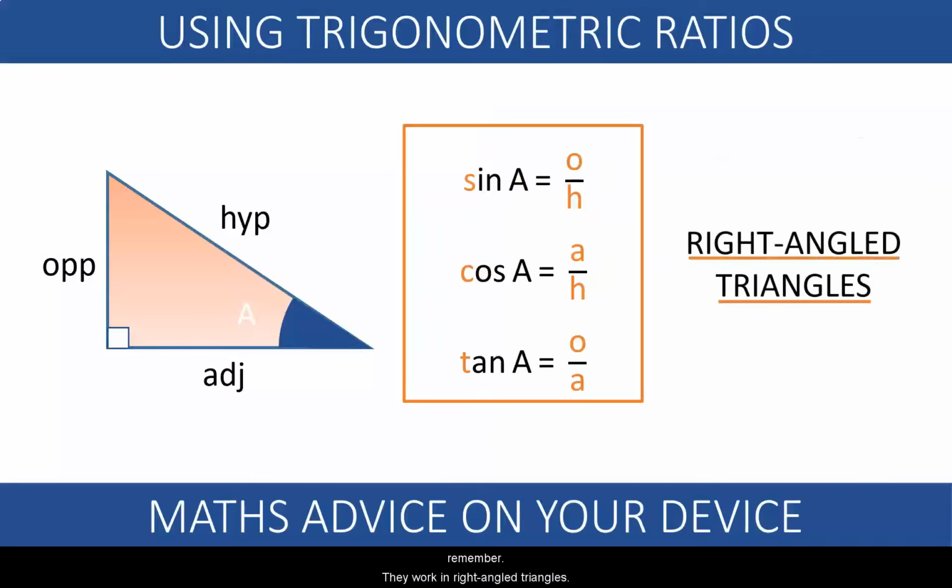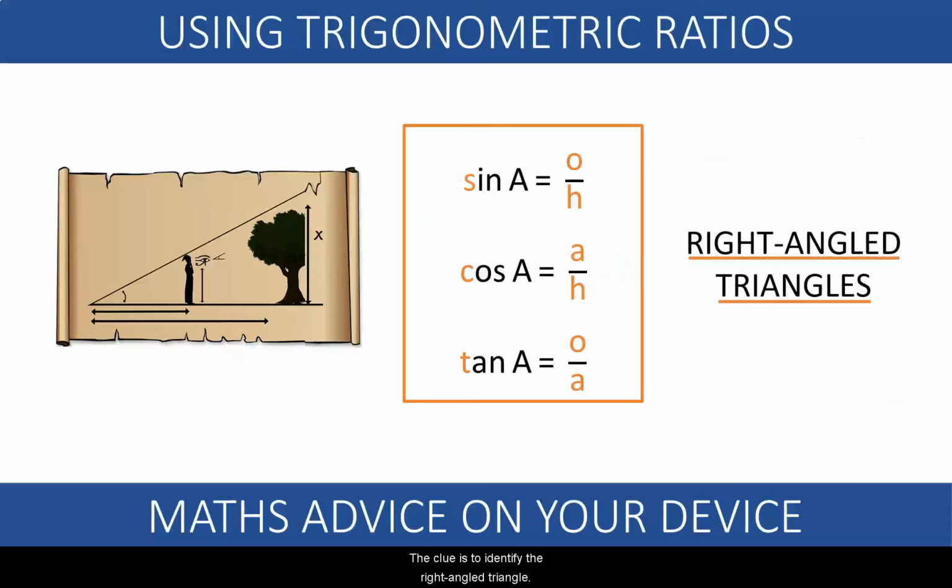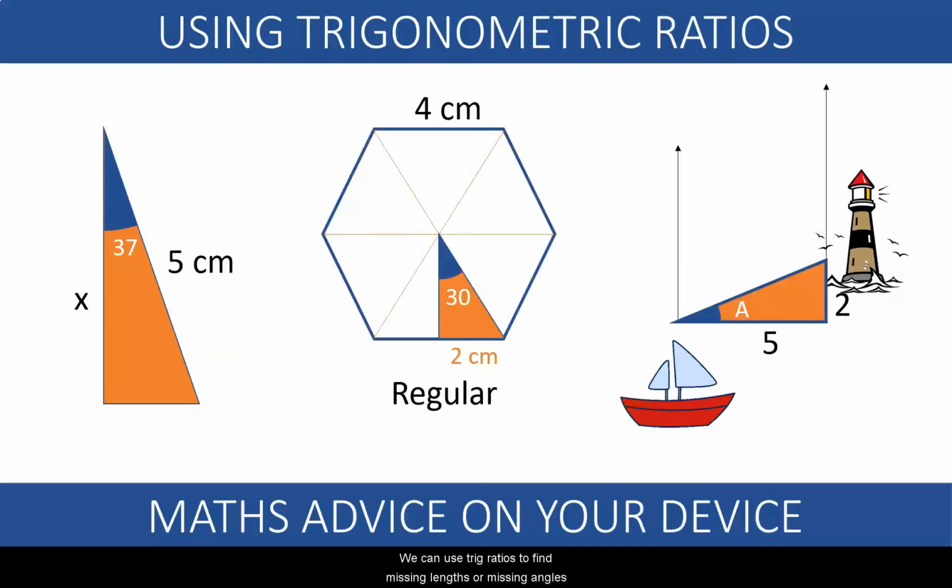They work in right angle triangles. The clue is to identify the right angle triangle. We can use trig ratios to find missing lengths or missing angles.